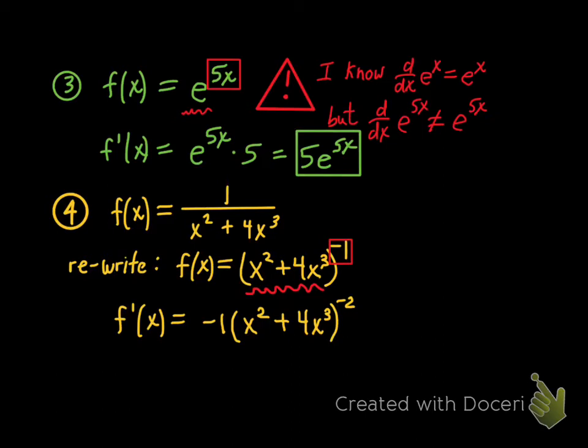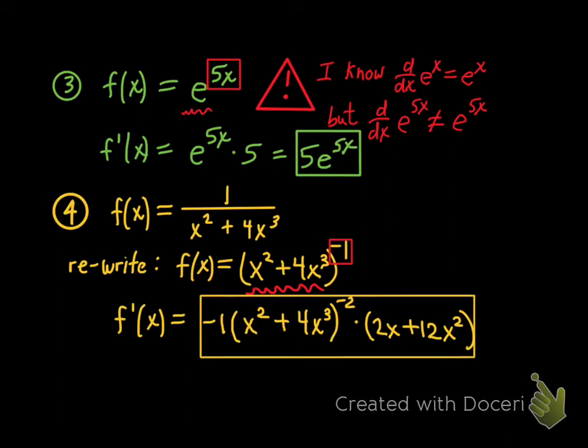Oh, so I'm done now? No, you still have to multiply by the derivative of the inside function, which is a simple power rule scenario. The derivative of the inside function, say it to yourself, go ahead. The derivative of the inside function is 2x plus 12x squared. There's the answer for number 4.